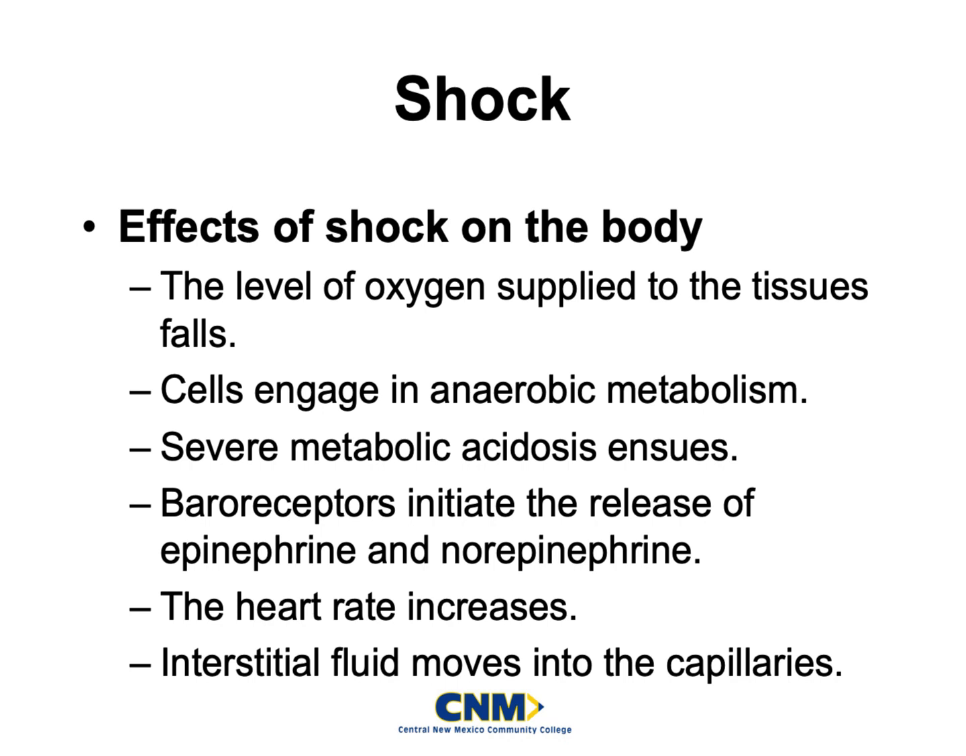The level of oxygen supplied to the tissue falls. Cells start going into an anaerobic metabolism. We have a severe acidosis that is developing metabolically, which means it's basically going from head to toe. We start releasing a bunch of epinephrine and norepinephrine because our body doesn't realize what is going on. For whatever reason, we have this huge histamine release because our cells are dying and the brain doesn't know what's going on.